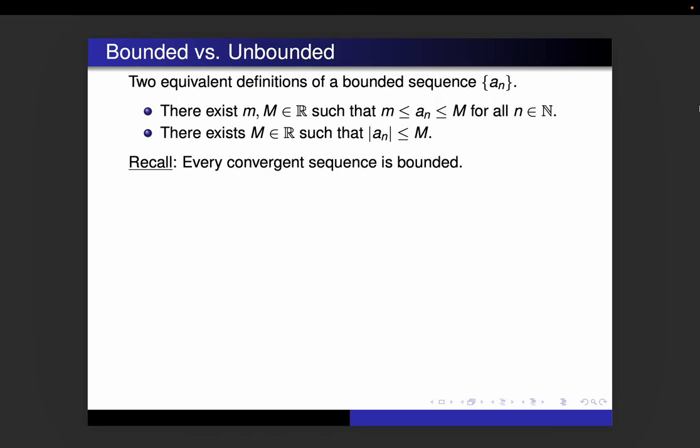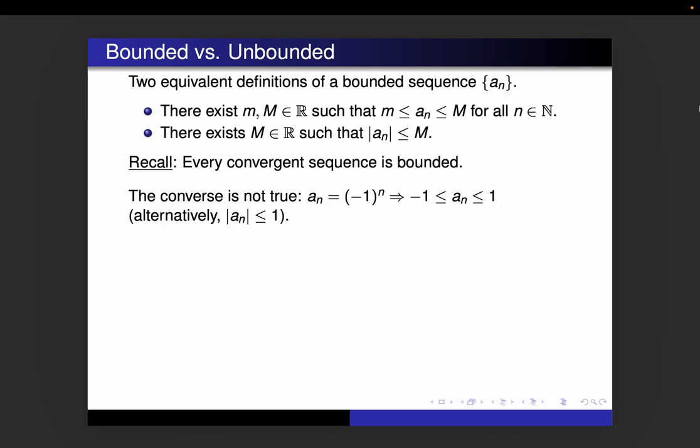Also recall that every convergent sequence is bounded, but the converse isn't true, right? If you have a bounded sequence, it's not necessarily convergent. A great counterexample is (-1)^n. That is certainly bounded. All the terms are between -1 and 1, or if you like the second definition, the absolute value is always less than or equal to 1. But the sequence is not convergent because it never gets close to a particular number. It just flips back and forth between -1 and 1.